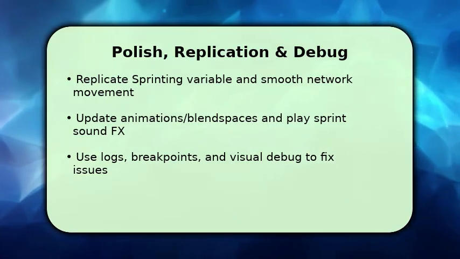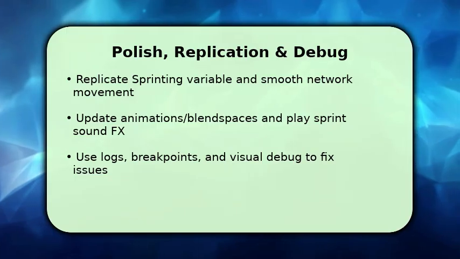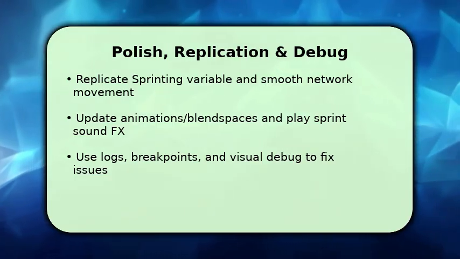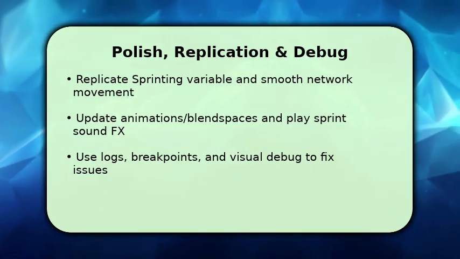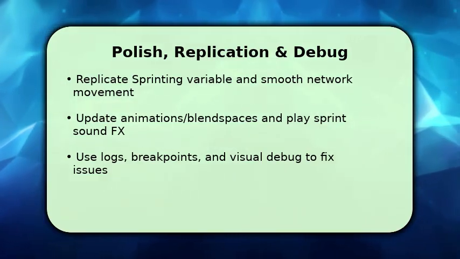If things go wrong, use print string, breakpoints, and show debug on character movement to inspect max walk speed and inputs. One key tip: verify replicate movement is on for actors to avoid desynced sprinting.